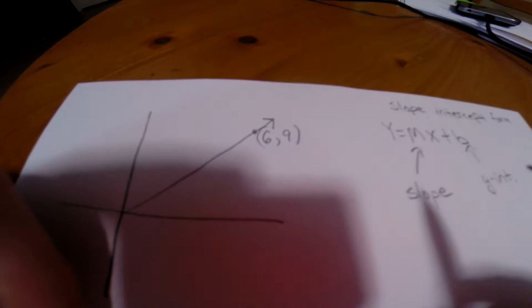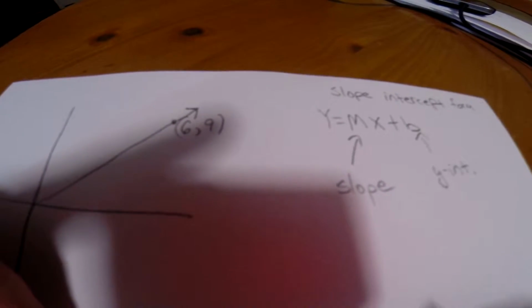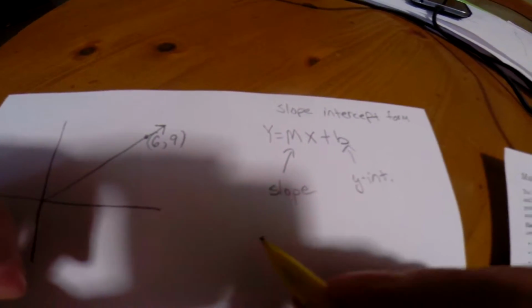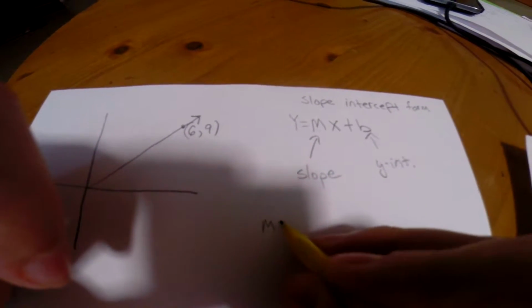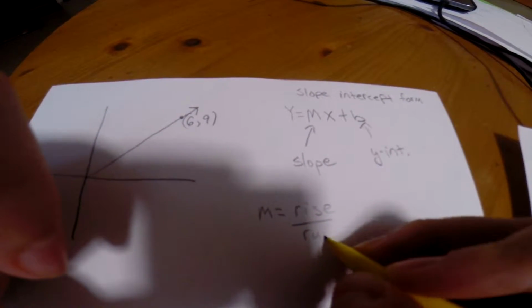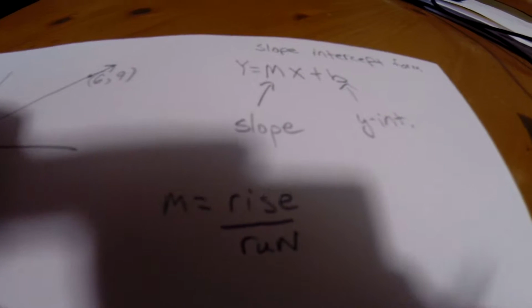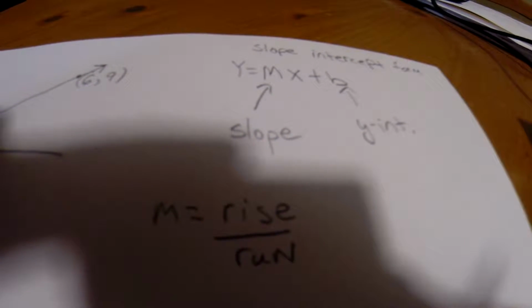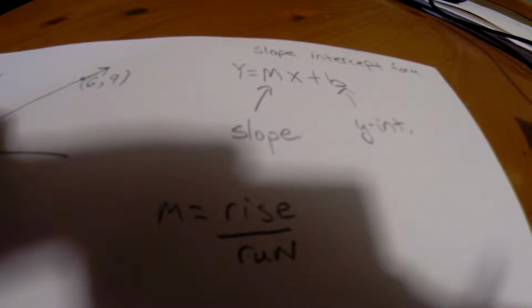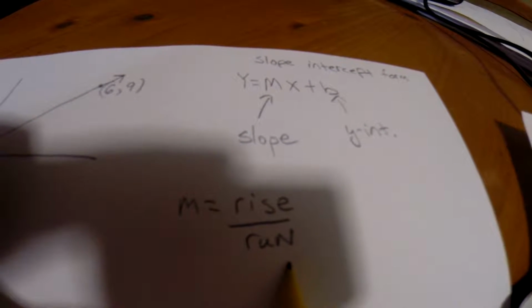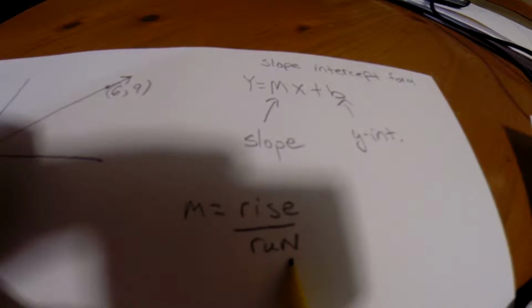Well, the math way of doing this is you just have to figure out what the slope is. Well, what is slope? Slope is rise over run. If you have issues remembering this, just think to yourself, in the morning, do you get up first and then go to school? Or do you run to school and then get up? Clearly you rise first and then you run. Okay, so rise over run.